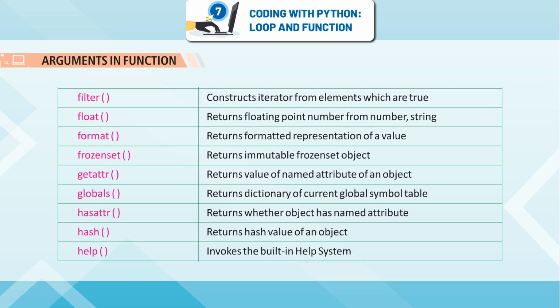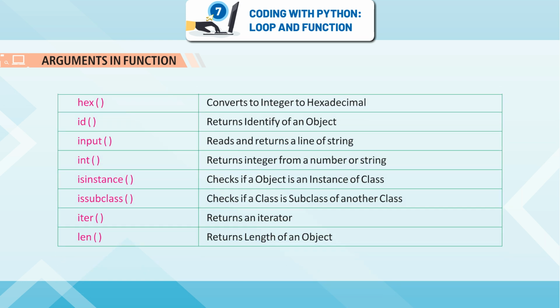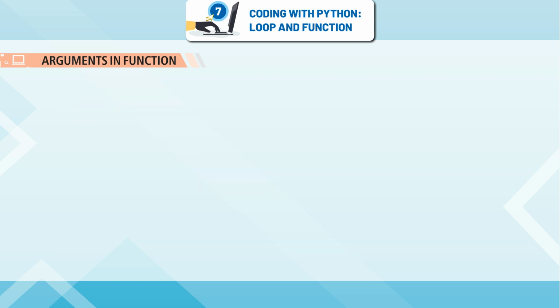help invokes the built-in help system. hex converts an integer to hexadecimal. id returns the identifier of an object. input reads and returns a line of string. int returns an integer from a number or string. isinstance checks if an object is an instance of a class. issubclass checks if a class is a subclass of another class. iter returns an iterator. len returns the length of an object.